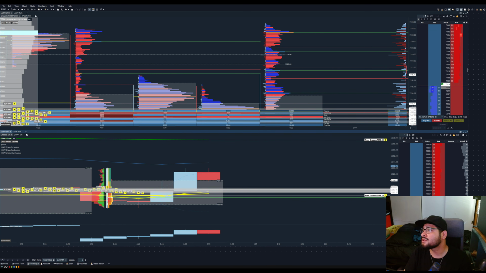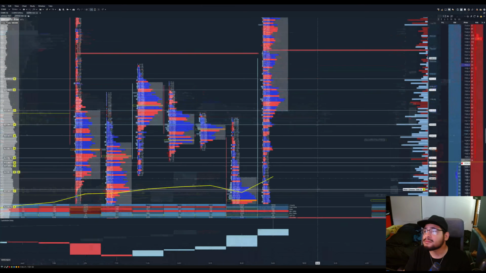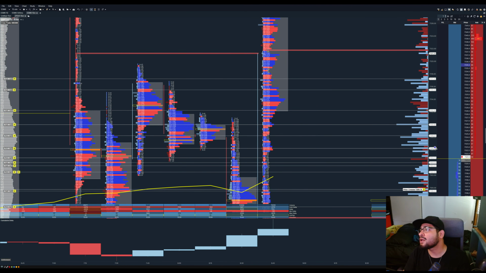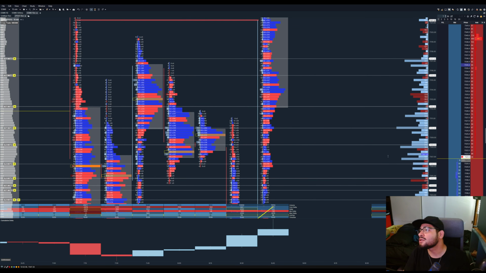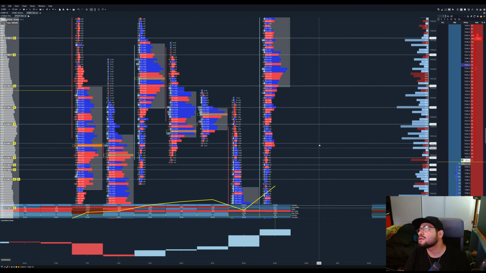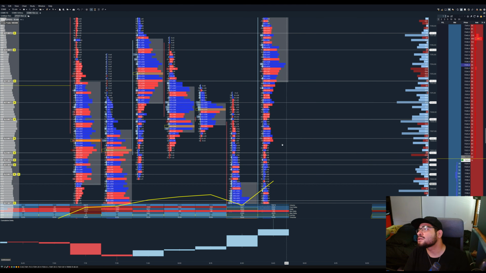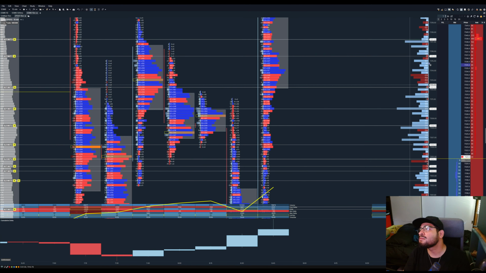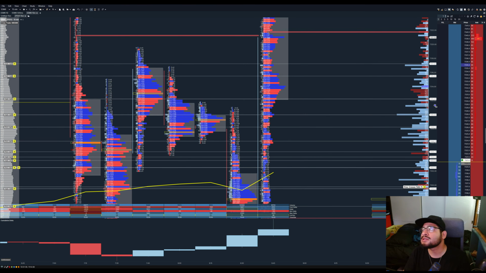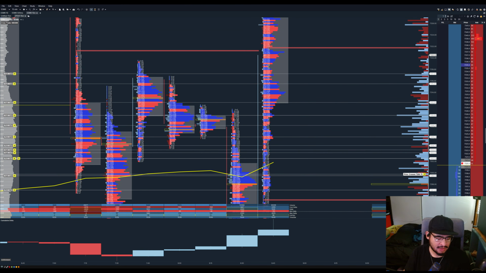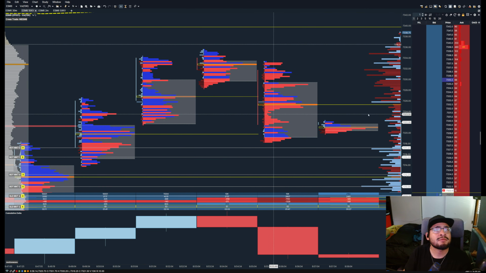We might have a zero print. I thought we might have a zero print somewhere in this section, but I didn't see any. Switching back to the volume chart.